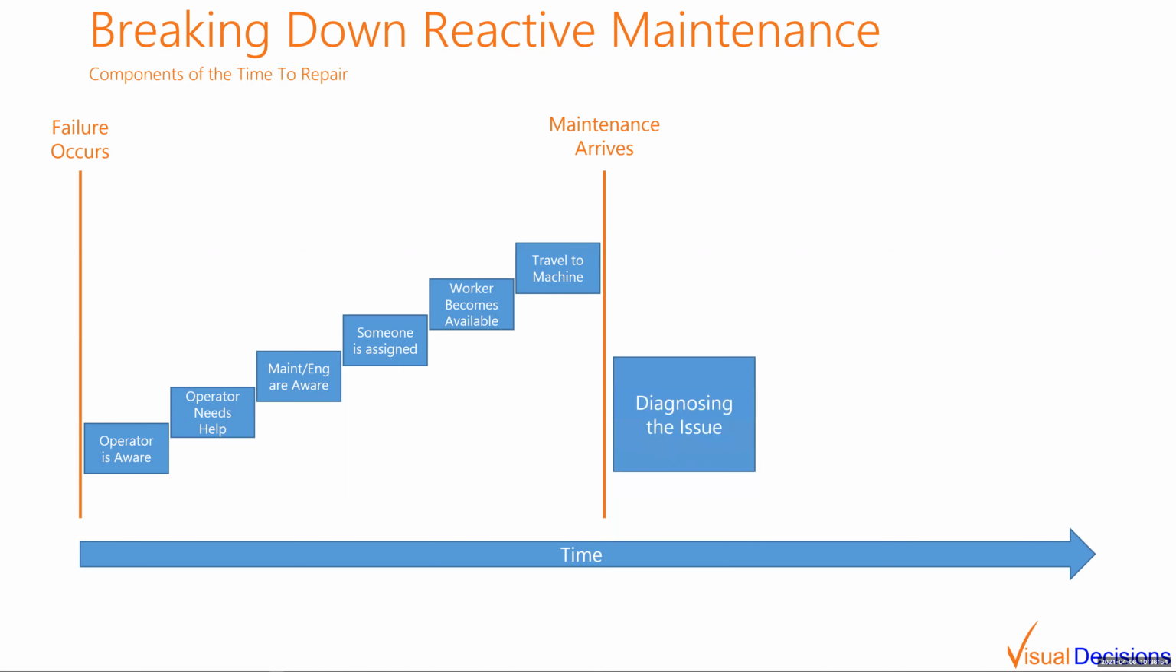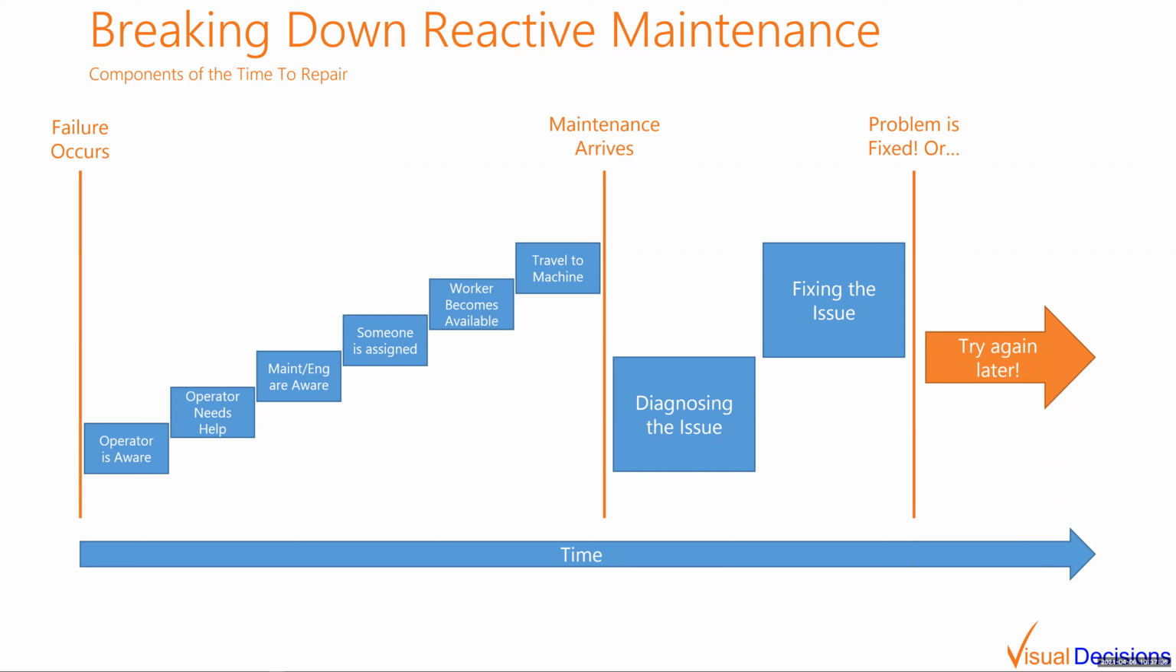So then maintenance has to diagnose the issue, and hopefully you have the right maintenance person there, because very often maintenance departments are split between electrical and mechanical people. And if it's initially unknown or it's misdiagnosed, you may have the wrong person there and they may have to send somebody else, so that they can then fix the issue. So then the problem is fixed. Or if they weren't able to get the issue fixed, whether you needed somebody else, they didn't have the right parts, they didn't have the right tooling, any number of different reasons, then you have to try again later.